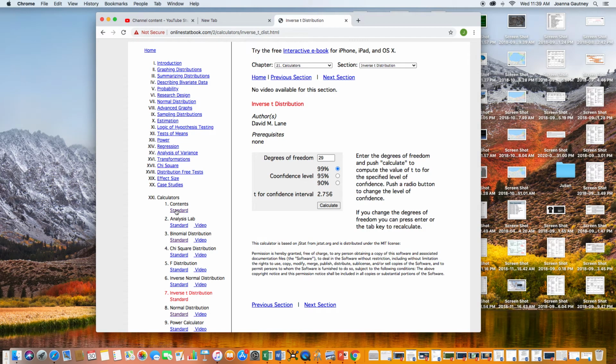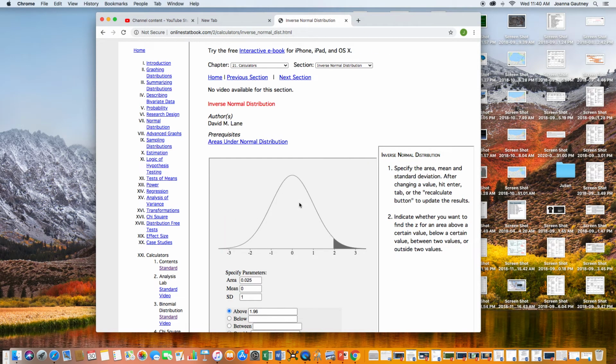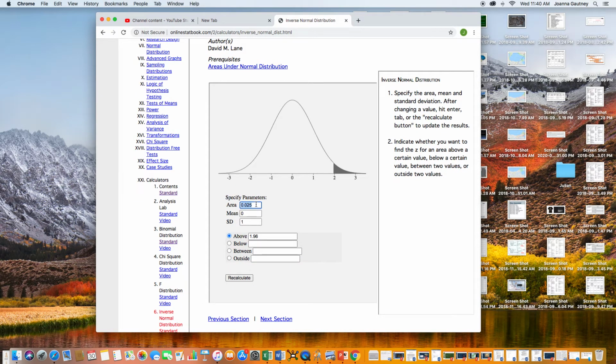So let's go to the calculator section on that online stats book. I'm going to go to the inverse normal distribution, and it says this is used for confidence intervals. I want 0.025. I want to have a mean of 0, a standard deviation of 1, and I'll have it be above 1.96, because remember, the alpha over 2 goes in this tail.